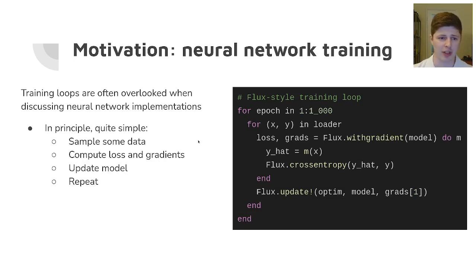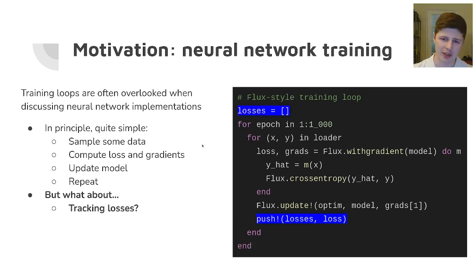Well, in principle, nothing really. I mean, all you need to do is sample some data, compute a loss, compute some gradients, update the model, and repeat. But then again, what if you want to track training losses? So this is super easy to add. You have a vector of losses, you update it every time, you just keep track of them. It's no problem, super easy, you just modify your loop.